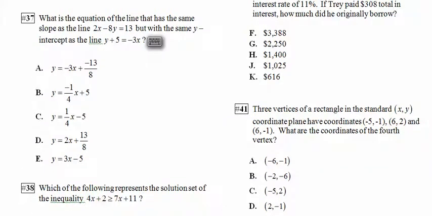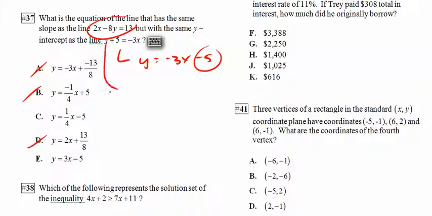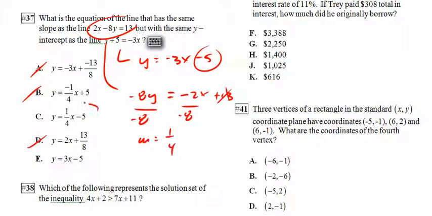Well, it's the collision of a line that has the same slope with the y-intercept of this one. So let's do this one first. Y equals negative 3x minus 5. There's my y-intercept. Let's go find the slope of this. Same slope. Negative 8y equals negative 2x plus 13, but I don't really care about that. Divide by negative 8, divide by negative 8, I get 1/4. There it is.